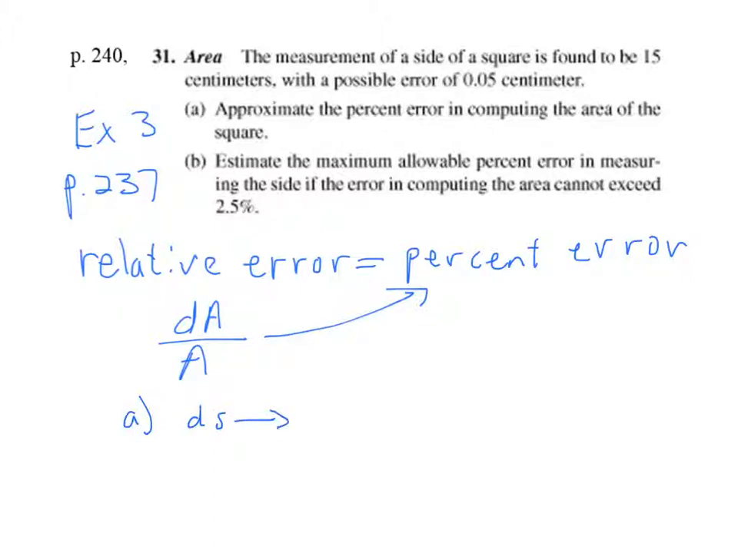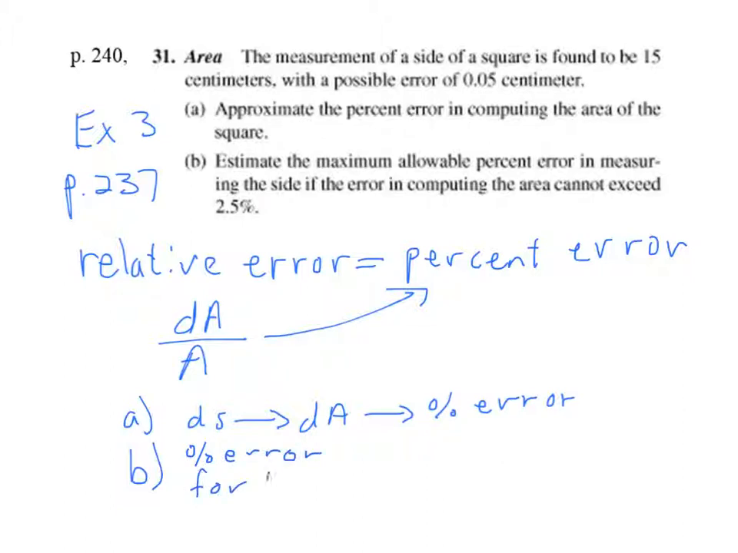You can use that to get dA, and you can use that to get your percent error, or your relative error. In part B, you can actually see that they're turning this around. They're actually giving you the percent error in computing the area. They're saying it can't be more than 2.5%. So they're giving you the percent error for the area.